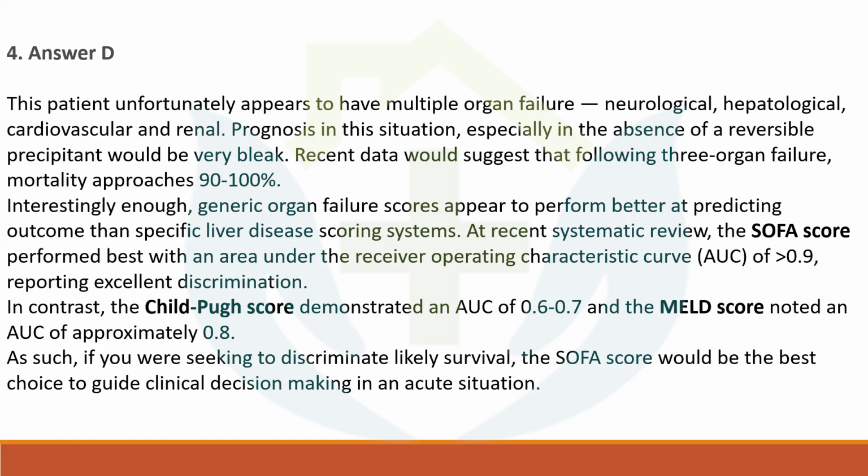So in a recent systematic review, the SOFA score performed best, with an area under the curve (AUC) of more than 0.9, reporting excellent discrimination. In contrast, the Child-Pugh score and MELD score noted an AUC of 0.8. As such, if you were seeking to discriminate likely survival, the SOFA score would be the best choice to guide clinical decision making in an acute situation. So the SOFA score was the best option out of the 4.